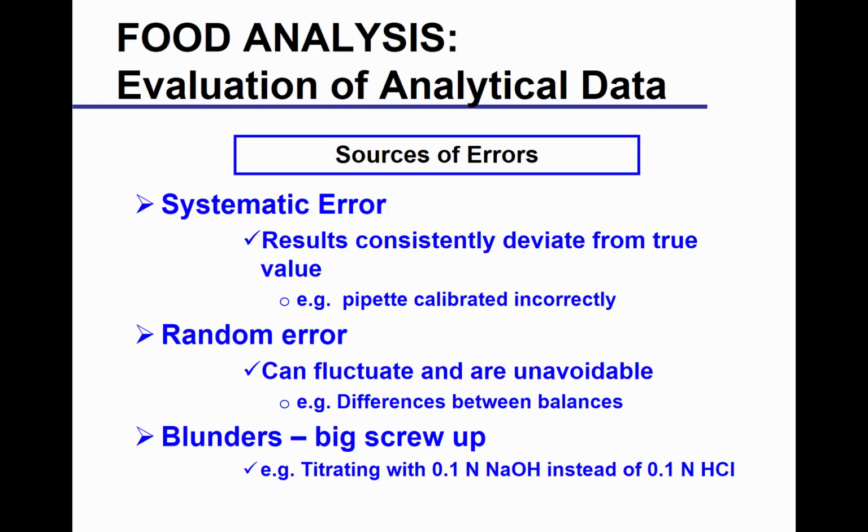It could be a balance that needs calibration, always giving you the wrong weight of a sample. It could be a pipette that needs calibration, or there are a bunch of other systematic errors that we might run into. That is usually related to an instrument when it's systematic, more than a human error.